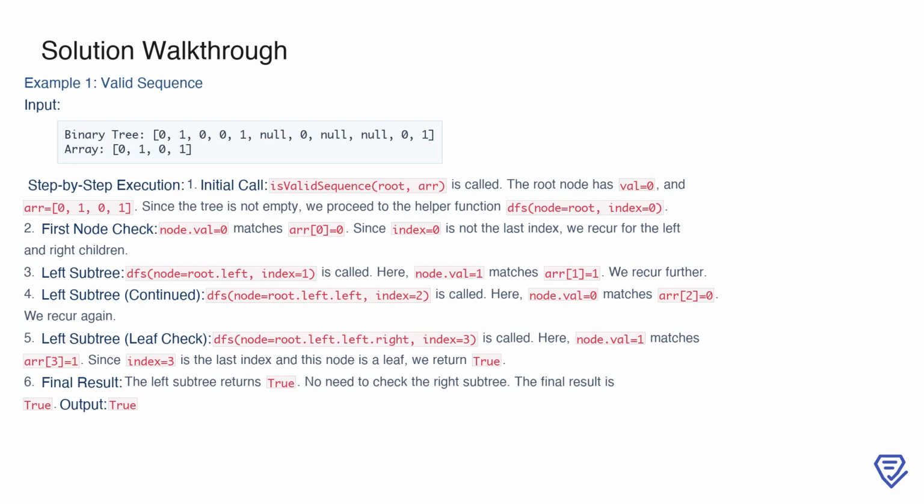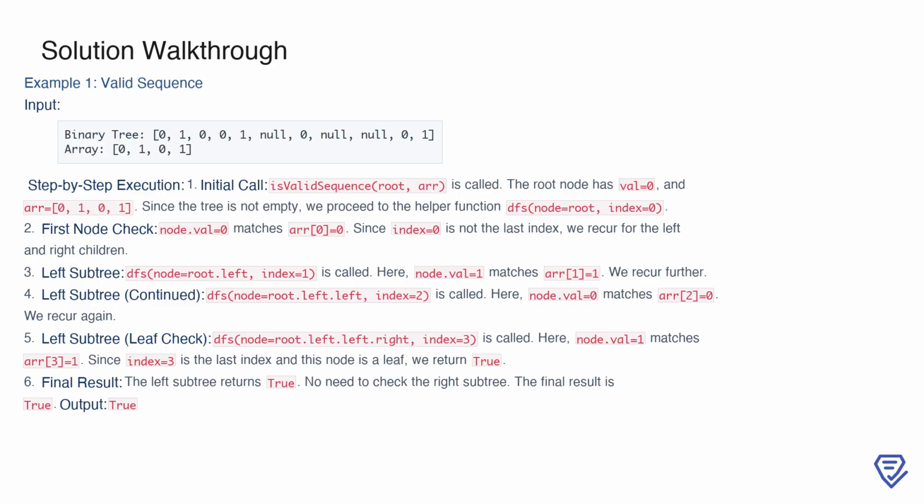Again, the index is not at the end, so we recurse further into the left subtree. In the next step, we reach a node with a value of 0, which matches the third value in the array. We continue further into the left child. Finally, we reach a leaf node with a value of 1, which matches the last value in the array. Since this is a leaf and we've matched every value in the array, we return true.